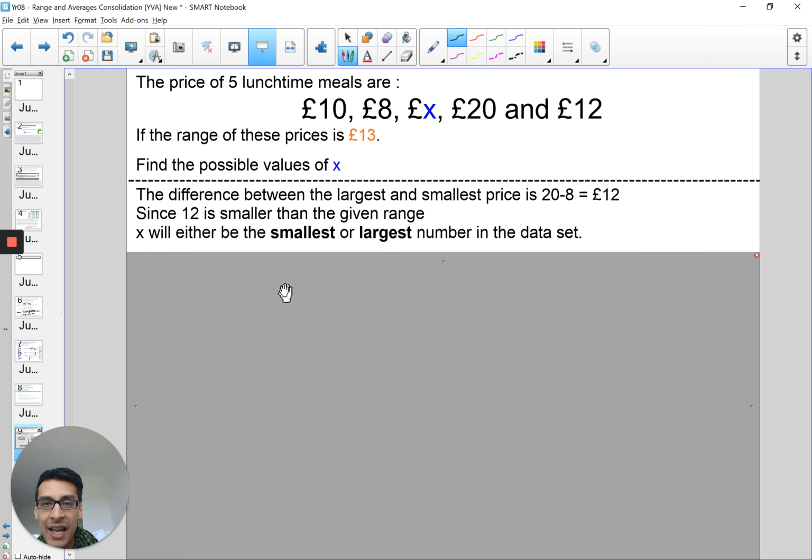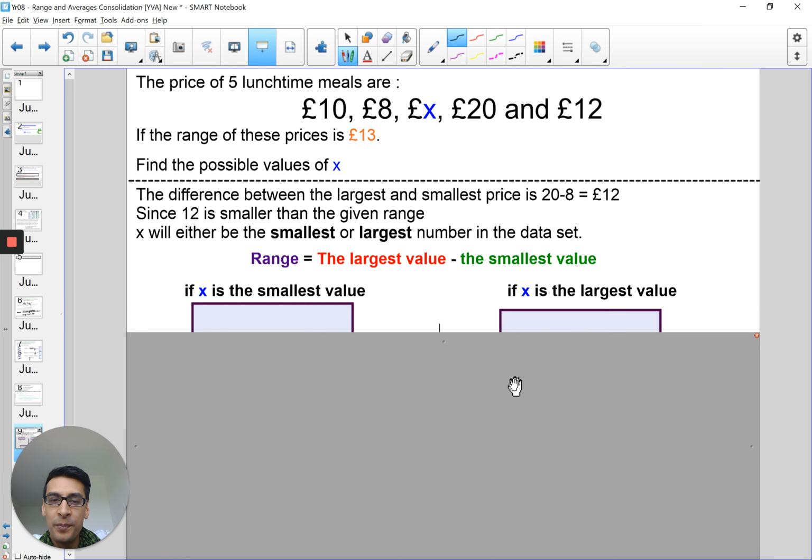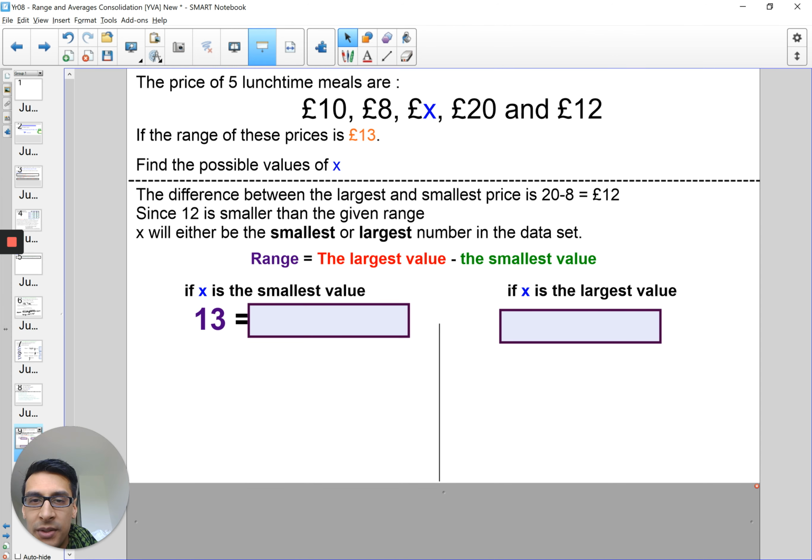So that means x will have to be either bigger or smaller than the largest or smallest number on the data provided. Now we know the formula, the range is the largest value take away the smallest value. So x could be either the largest value or the smallest value in this new data set. So if x was the smallest value, I can now put these numbers into the method here. I can see that the range has to be 13 because that's given to us.